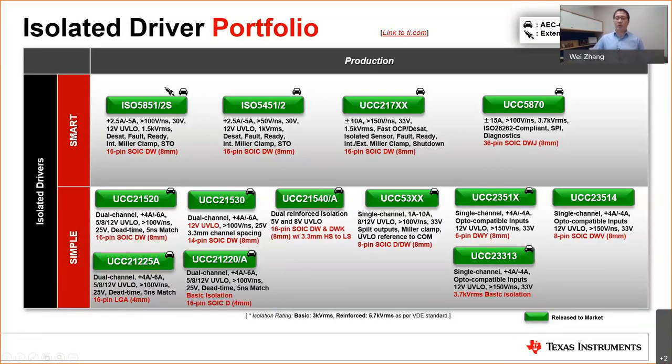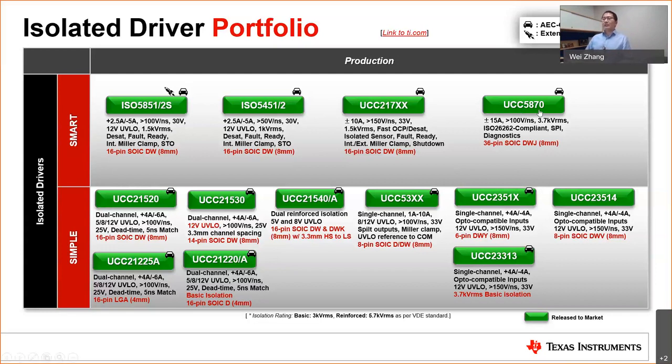When you go to smart drivers, they're all single channels. All of them have DESAT, ready, fault, and for the 21.7 family, it has one additional sensing channel, which is an analog signal such as temperature, voltage, or current. It can read that signal across the insulation barrier and give you a PWM signal. You can either use the duty cycle or an RC filter. So the 21.7 family gives you additional next generation and fast, optimized performance with additional integration for traction drive and for high voltage motor power for silicon carbide and IGBT. It is the next generation of ISO 5451.